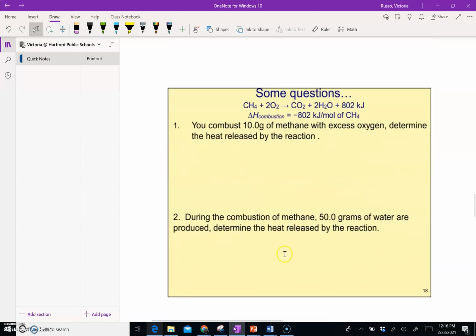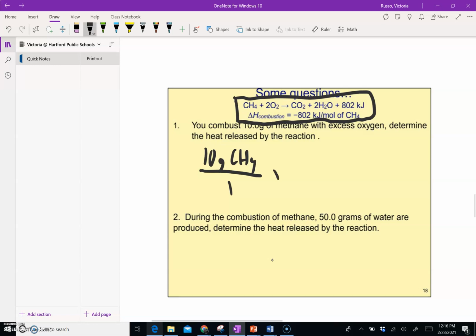So, here is the first question. It says, you combust 10 grams of methane with excess oxygen. Determine the heat released by the reaction. They tell us the reaction up here, and they actually have calculated the delta H for us. So what we know is we have 10 grams of methane. As soon as you have the grams of something, usually we want to convert it to moles, and we do so by dividing by the molar mass. The molar mass of methane is 16.042 grams, which is 1 mole.